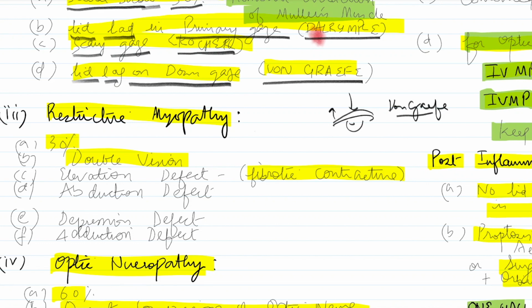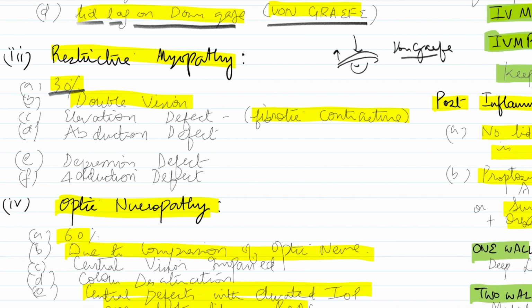Then restrictive myopathy is seen in 30% of people, and definitely you will have double vision. Then you basically have a defect in all the elevation, abduction, depression and adduction directions. This is all because of fibrotic contracture.